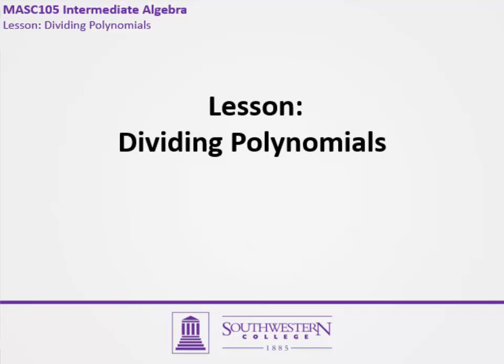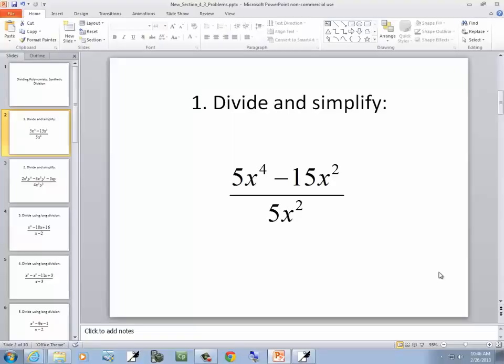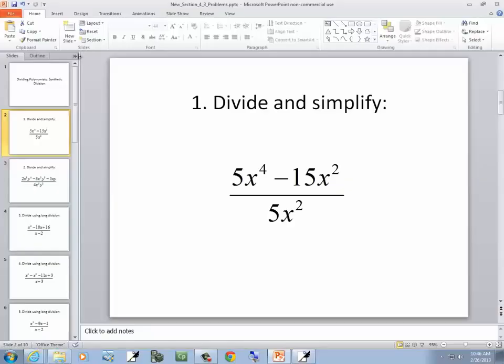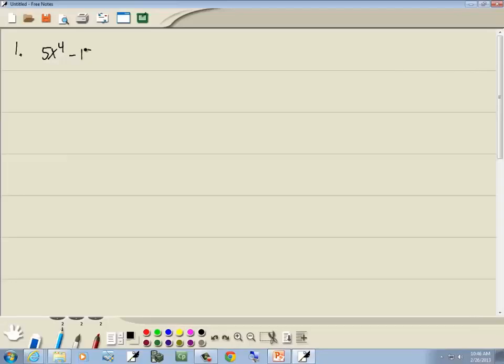Let's take a look at dividing polynomials and synthetic division. And let's take a look at our first example. We've got 5x to the fourth minus 15x squared over 5x squared.